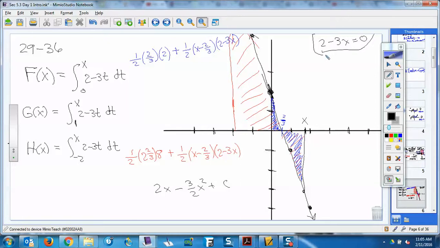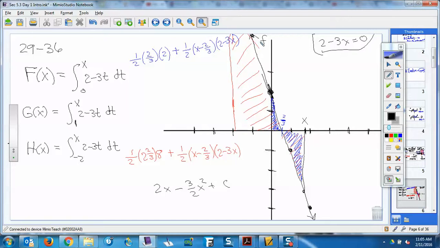Here's where I really care about from here on out. So 29, 30, 31. So this would be 32. Where is big F increasing? This is little f. Where is big F increasing? From where to where? -infinity to 2/3.